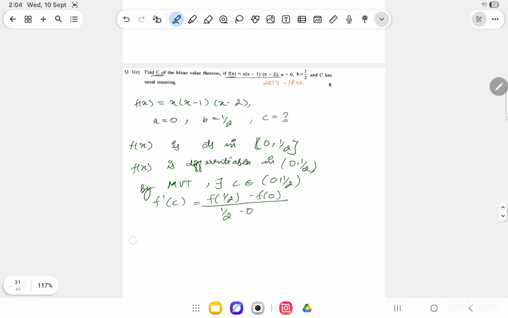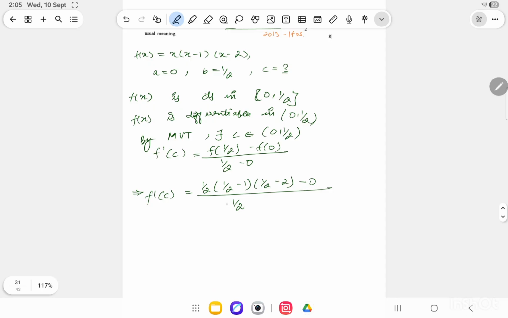So from here f'(C) must be equal to f(1 by 2), that is 1 by 2 into (1 by 2 minus 1)(1 by 2 minus 2), minus f(0), that will be 0, divided by 1 by 2. This 1 by 2 balances this one. So my f'(C) must be equal to (minus 1 by 2)(minus 3 by 2), that is equal to 3 by 4.